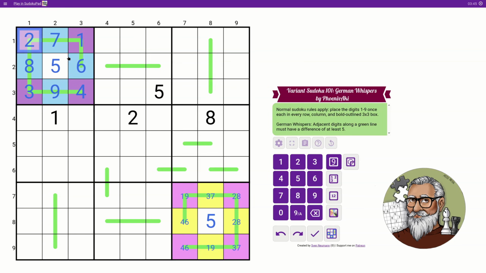Right. So one of these has to be 5, right? This is just Sudoku, right?